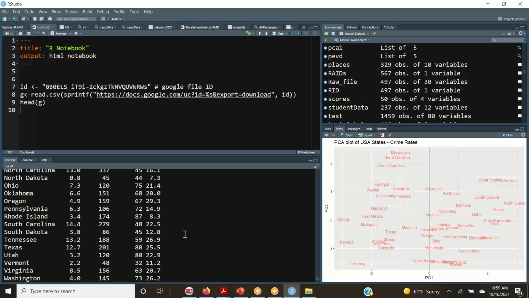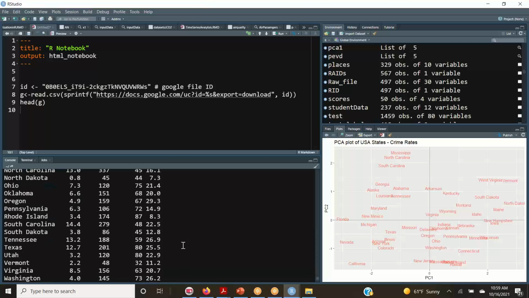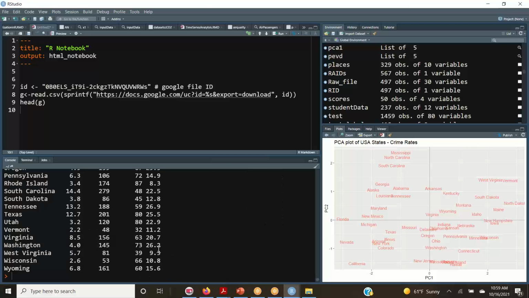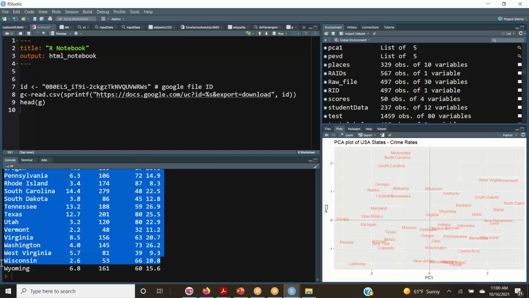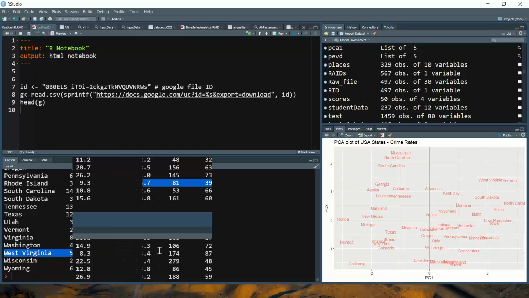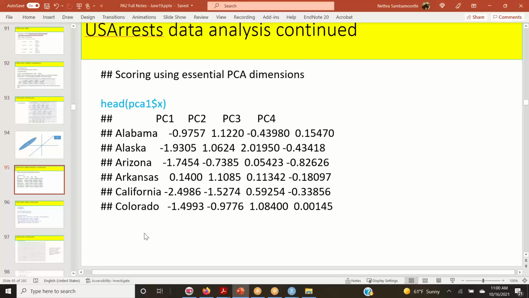Let's go to West Virginia. West Virginia is 5.7 for murder. Instead of 276, assault is 81. But the problem is the urban population is 9.3. I don't know why, I think it is 40 or 66. So let me compare these two, West Virginia and California, because they are at opposite ends of the spectrum.